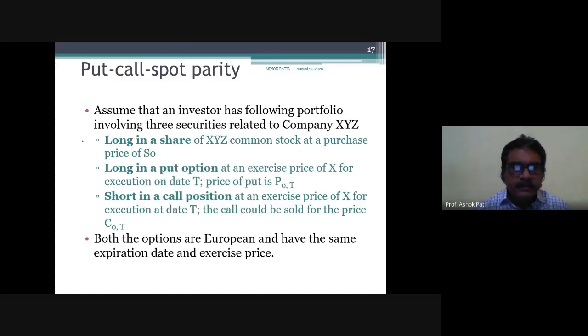If you remember the notations which I was using yesterday, I can write this as plus S. That means I'm long in share. Plus is for long put, and this is my call. Here we are saying that these are European options, so we can exercise only at the end, with the same expiration date and the same exercise price. With these assumptions we will go ahead and calculate the parity equation.